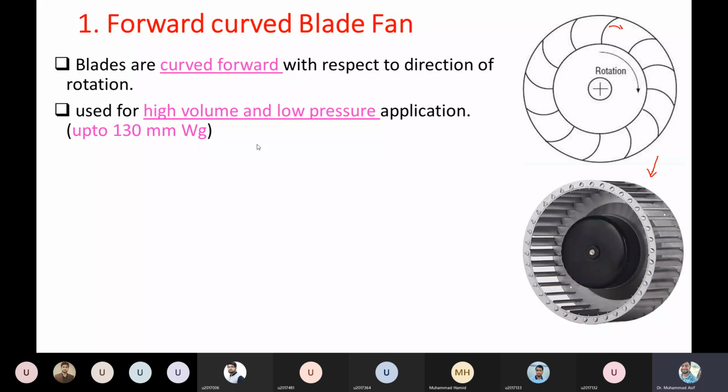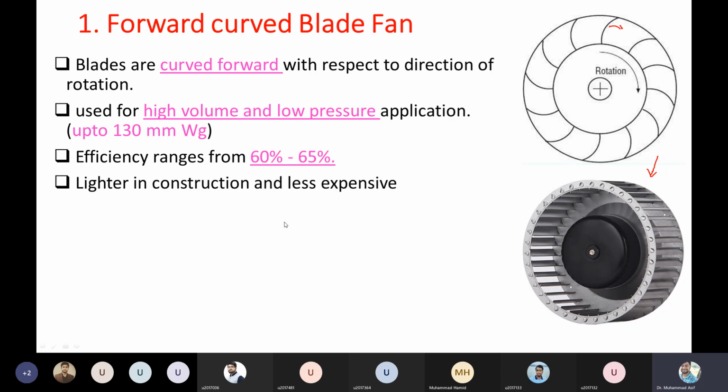These are used for, now this comparison is between the three categories of the centrifugal fan, not with the axial fan. They are used for high volume and low pressure applications. Low pressure means up to 130 millimeters of water column. This is a gauge pressure, and they have efficiency between 60 to 65%, which is a medium efficiency, not very high, neither very low. So that means medium efficiency when you say 60 to 65%, right?